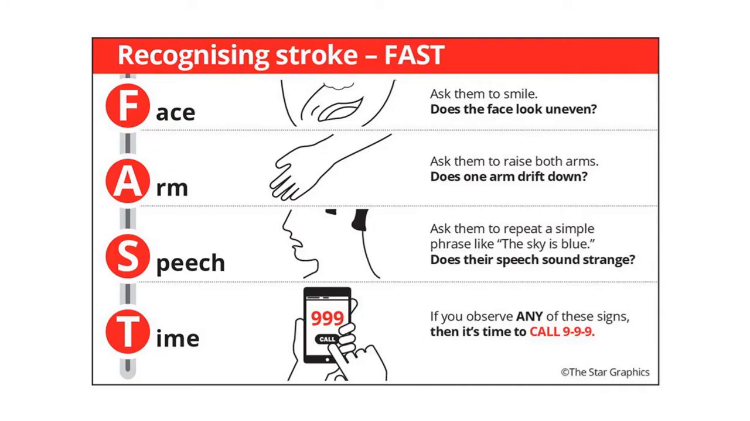This is the mnemonic to recognize stroke using FAST: face, arm, speech, and time. If the patient comes with any of the signs, facial drooping or asymmetrical facial expression, arm drifting down, or slurred speech that sounds strange, then it's time to call 999 and ask for help. Thank you.